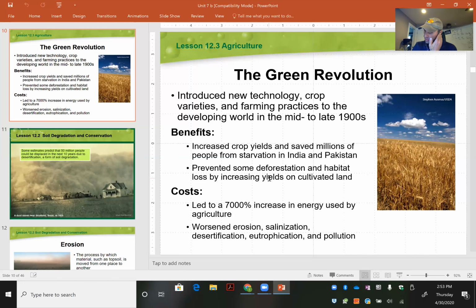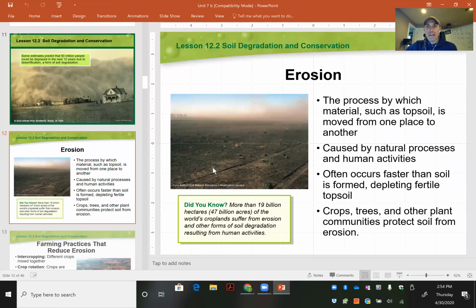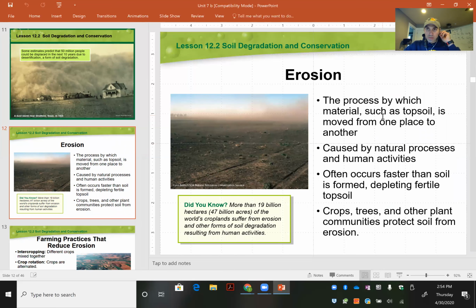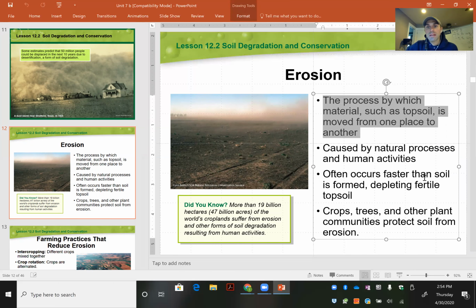Ooh, the next one, definitions. Number 5, what is erosion? Well, right here, erosion is a process by which material, usually topsoil, is moved from one place to another. Okay, the process by which material is picked up, transported, and dropped from one place to another. And usually that's your topsoil, your upper layer of dirt.